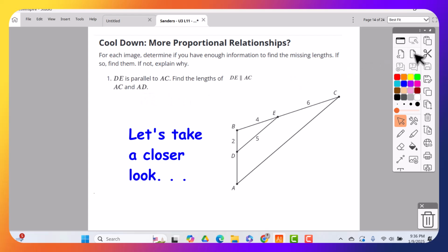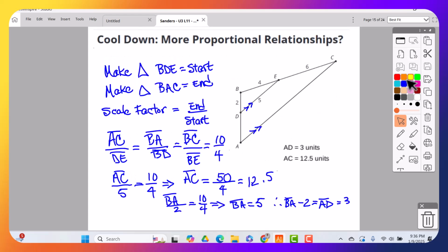All right, well, we're going to set up a proportion, and here's what we do. We're going to make triangle BDE the start. So BDE is going to be my start, and I'm going to make triangle BAC the end. The scale factor formula always stays the same. It's end over start. But now what we can do is we can set up a proportion.